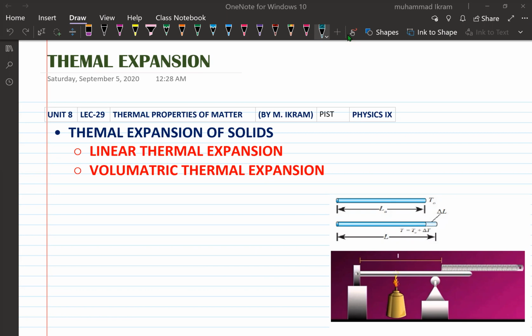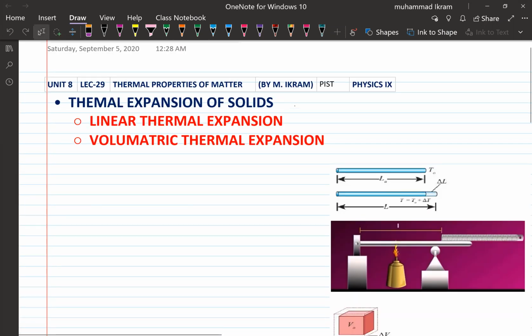Our today lecture includes the topics: thermal expansion of solids, the linear thermal expansion, and the volumetric thermal expansion.